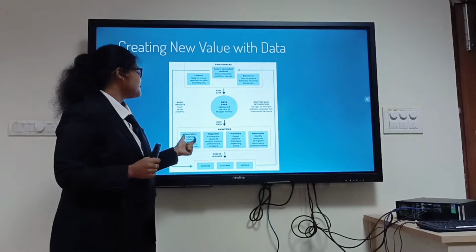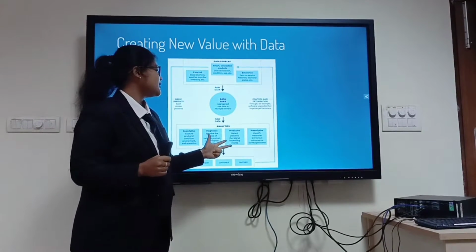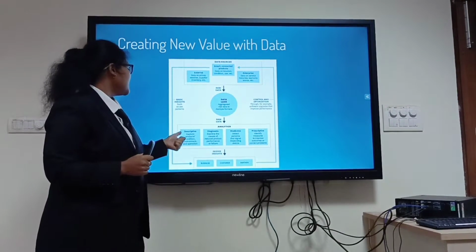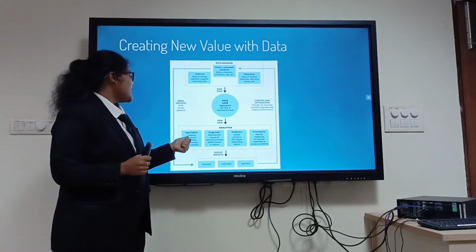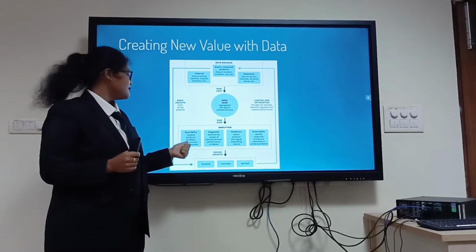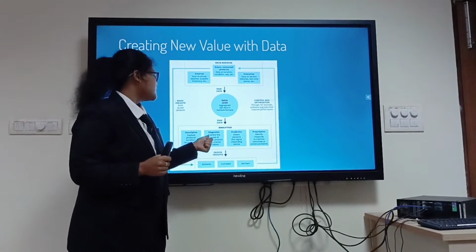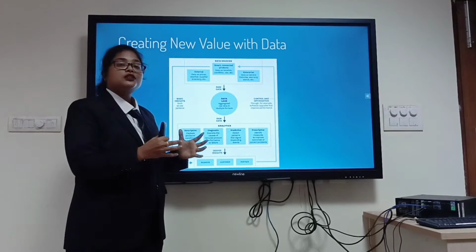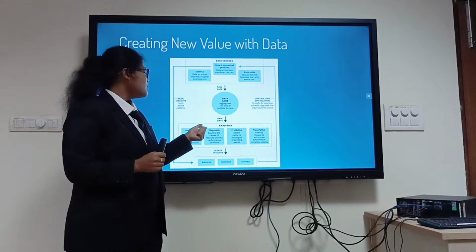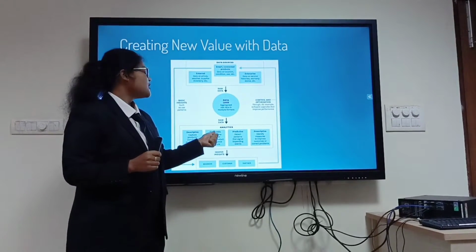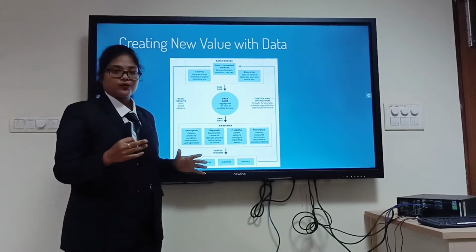Analytics for descriptive, for diagnostic, for predictive, and for prescriptive. In the descriptive manner, you will capture the product's condition, environment, and its operation. Then you will move to diagnostic. You will examine the cause of its negative behavior. Why the product performance is not well.